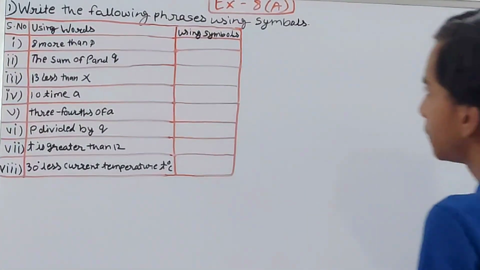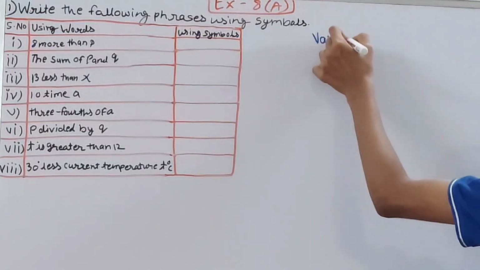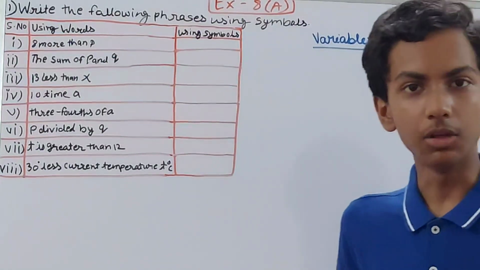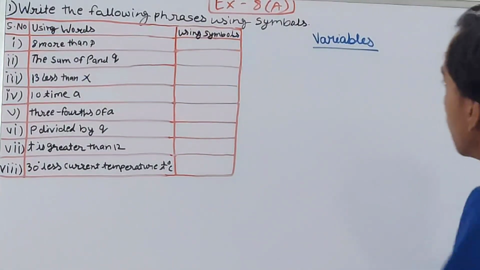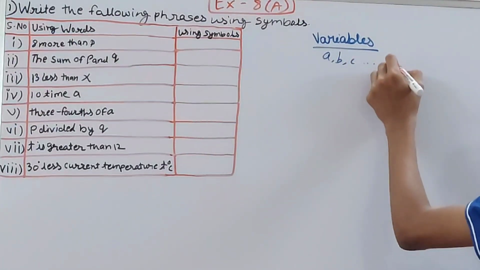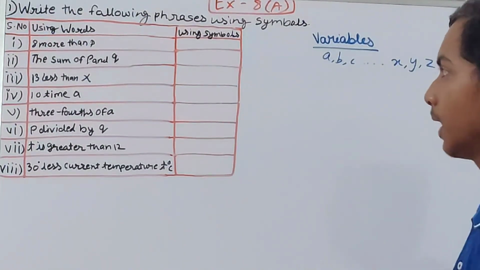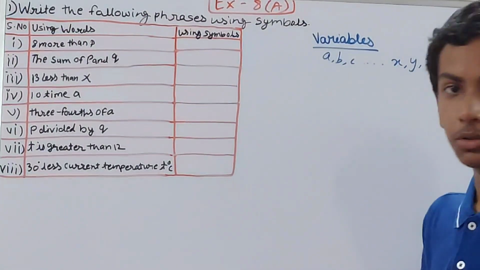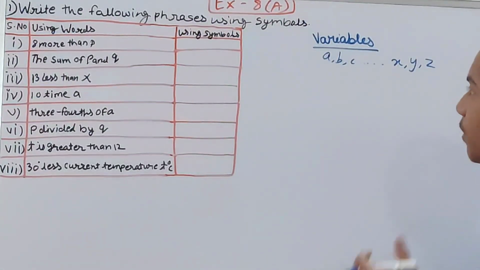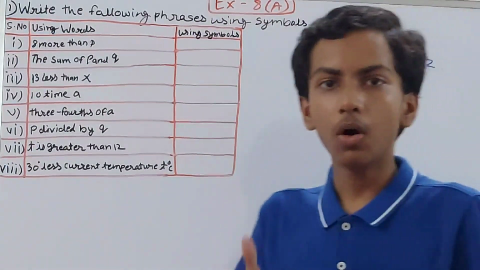First of all, before starting, I'd like to tell you some things. We know about variables, right? Variables are nothing but alphabets that can have any value. They don't have any fixed value. You can use A, B, C, and then you can use X, Y, Z. All the alphabets you can use, it doesn't matter. They can take up any value that is assigned to them. Now see, how do we write them? They are written with a plus or minus sign before them or after them, right?